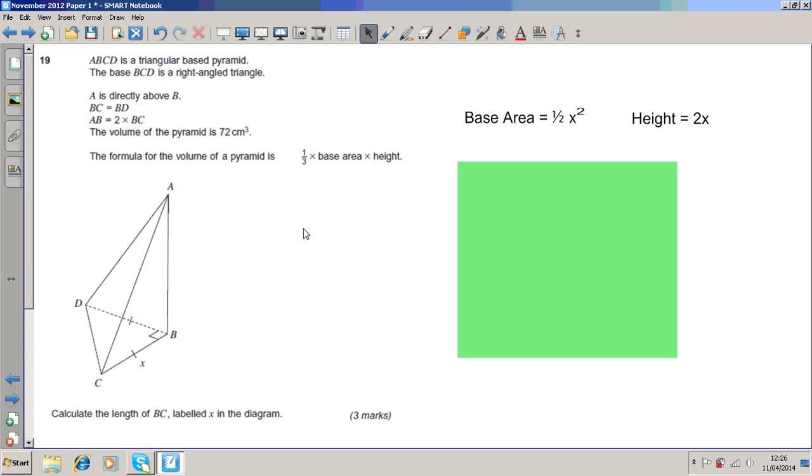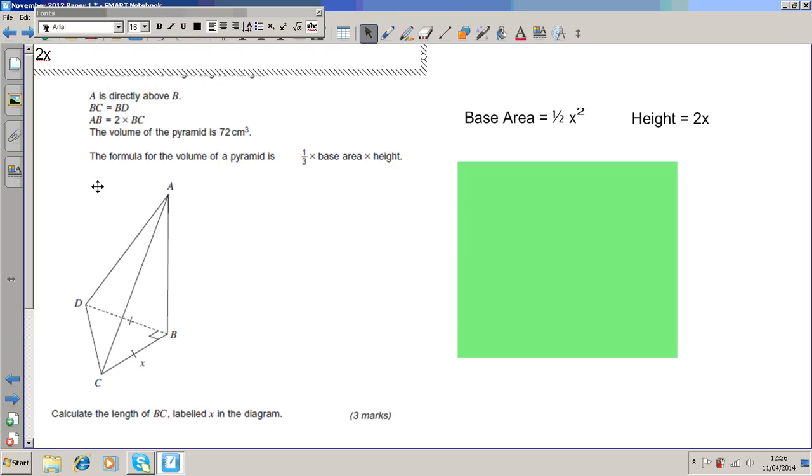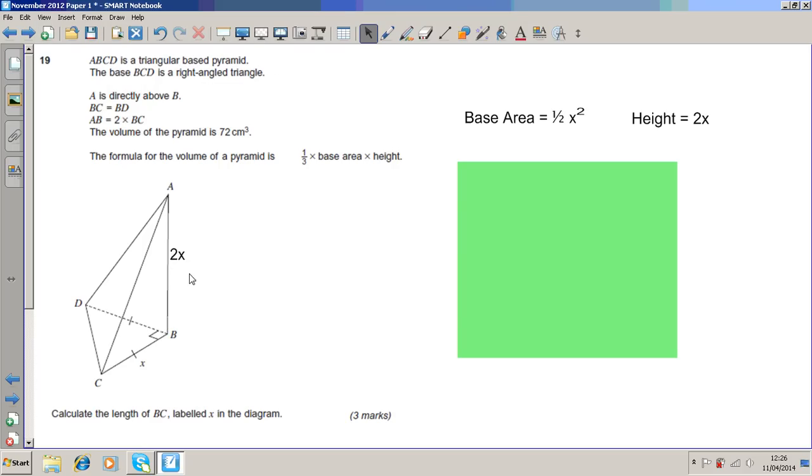Nearly done. So ABCD is a triangular-based prism. A is directly above B. BC is BD, so they're the same. AB is 2 lots of BC, so that's 2x up the side there. And that length there is the same, so that's an x there. And there's your rule. Right, so the base area is this triangle here, base times height divided by 2. So base times height is x squared divided by 2, which is a half. And then the height, well, that's 2x.